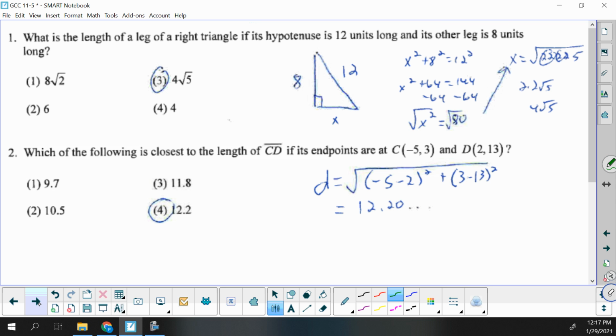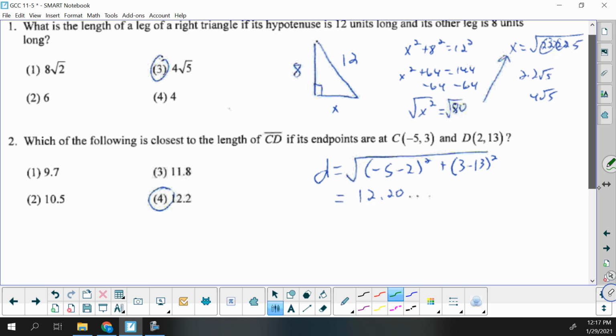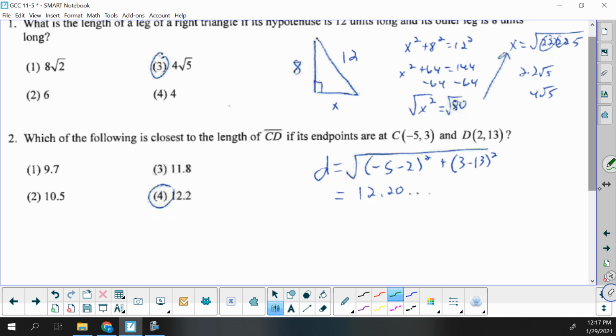We want to find the length, so that's the same as finding the distance. So just do your distance formula. X minus your x, parentheses squared, plus y minus your y, parentheses squared. Just be consistent in your order. Whichever x you use first, use its y first. We just wanted decimal form here, so you can then just put that in the calculator, and you got choice 4.